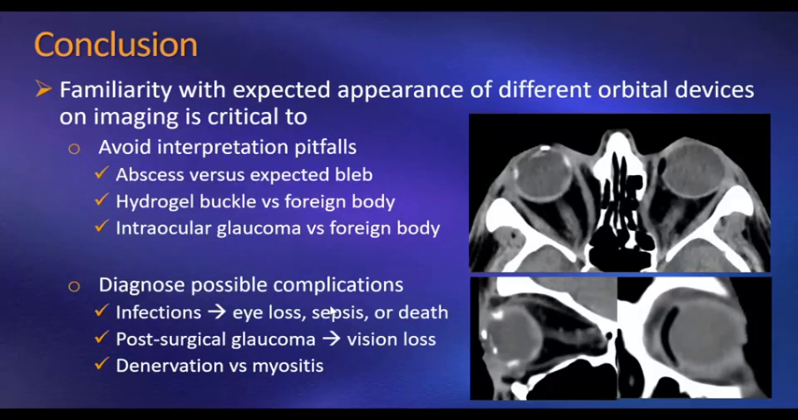Don't forget to diagnose possible complications, in particular infection, as well as post-surgical glaucoma. Here, look for widening of the anterior chamber, as this might be the first hint that the patient has post-surgical glaucoma and could potentially result in vision loss if not treated in a timely fashion. And denervation versus myositis can be a diagnostic challenge on imaging and needs to be reported to the clinician for differentiation based on clinical findings and symptoms.